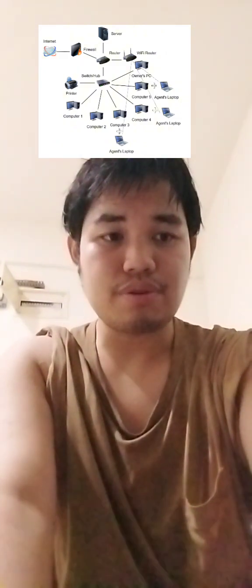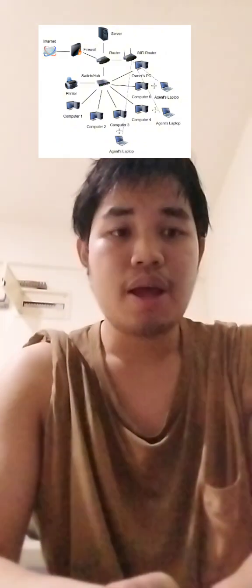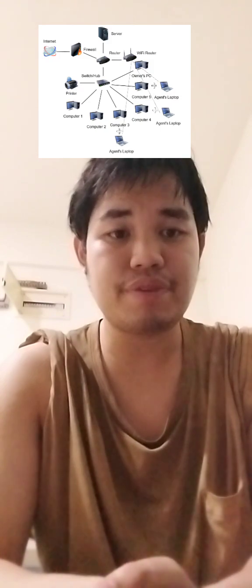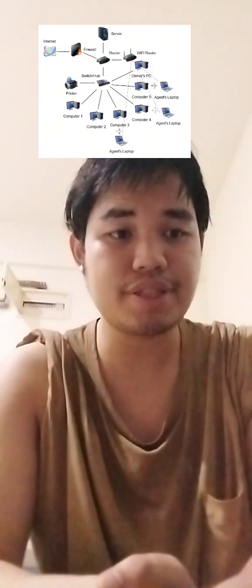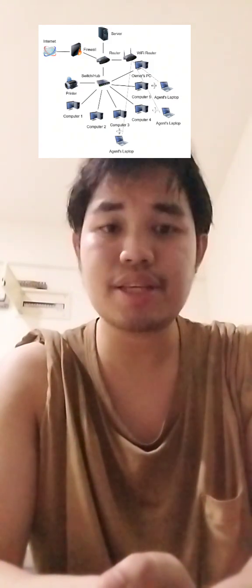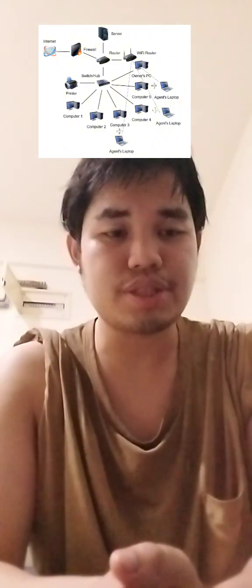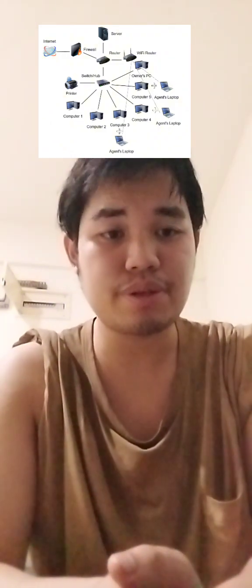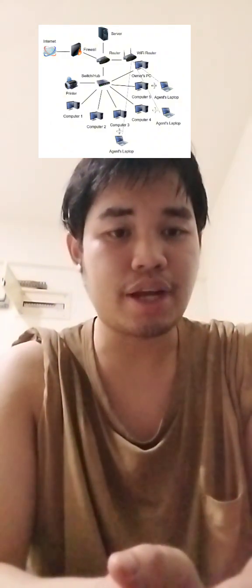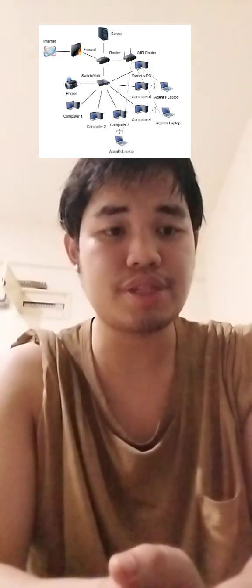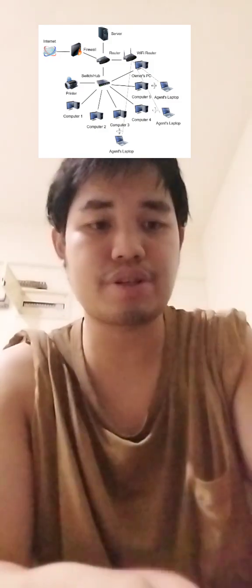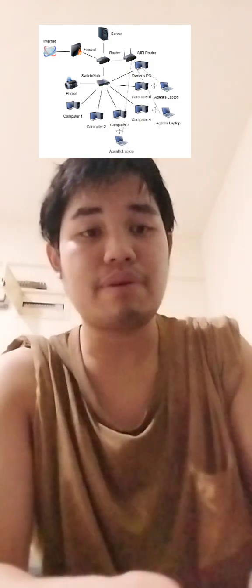So the first thing, what is topology? Network topology refers to the physical or logical arrangement of devices and communication links in a network. So topology describes how computers, servers, switches, and other devices are connected to each other and how data flows through the network. The next is the types of topology.